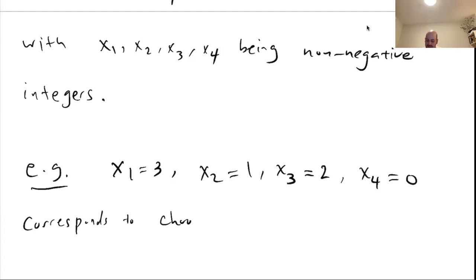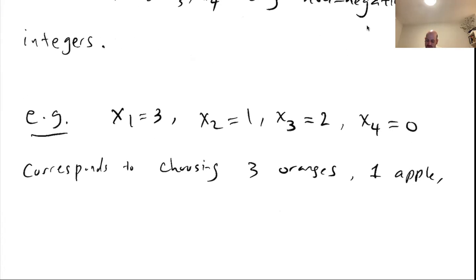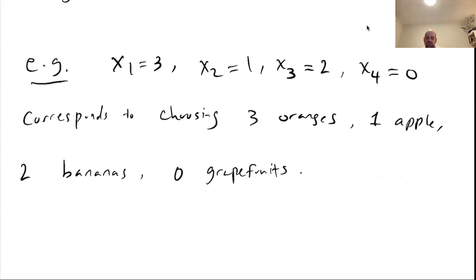choosing 3 oranges. x2 equals 1. x2 is the number of apples, so that means I am choosing 1 apple. x3 equals 2 means I'm choosing 2 bananas. And I'm choosing 0 grapefruits. And in total, I will have 6 fruits. Okay, so this is one way to choose 6 fruits: 3 oranges, 1 apple, 2 bananas, 0 grapefruits.